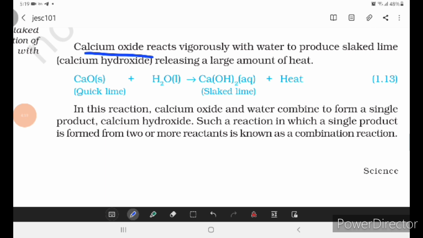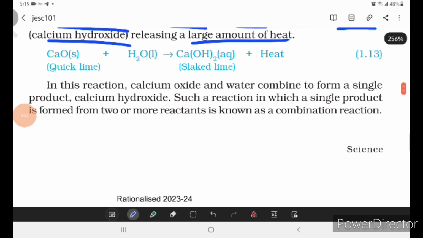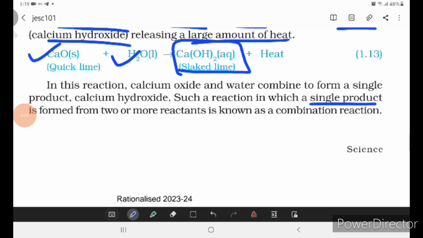So once again, calcium oxide reacts vigorously with water to produce slaked lime, calcium hydroxide, releasing a large amount of energy. In this reaction, calcium oxide and water combine to form a single product. Calcium oxide and water combine and you get only a single product on the right hand side. Such a reaction in which a single product is formed from two or more reactants is known as a combination reaction.